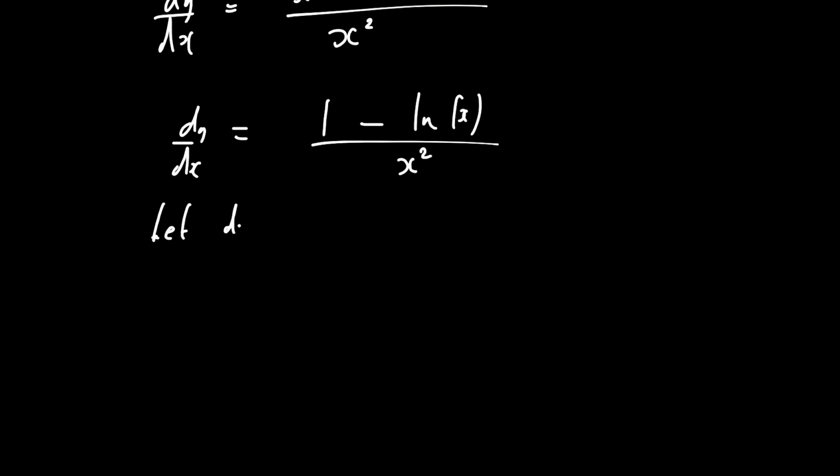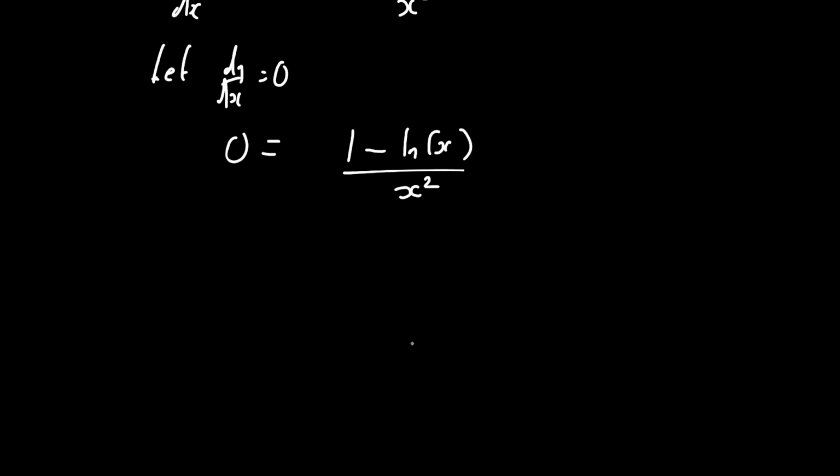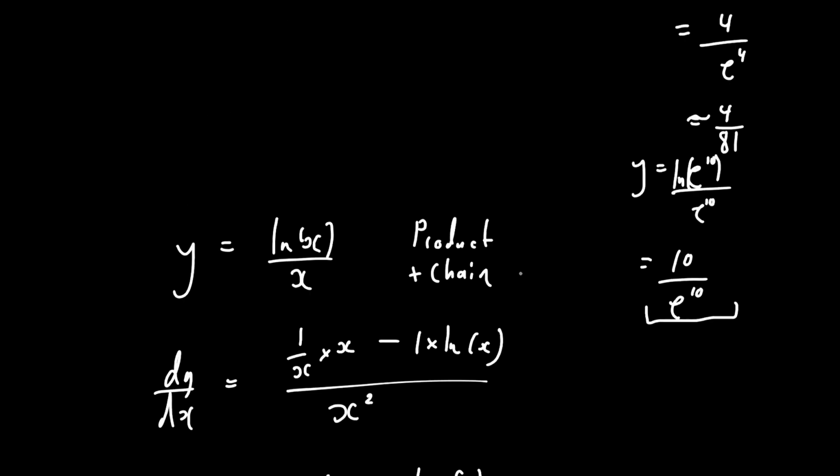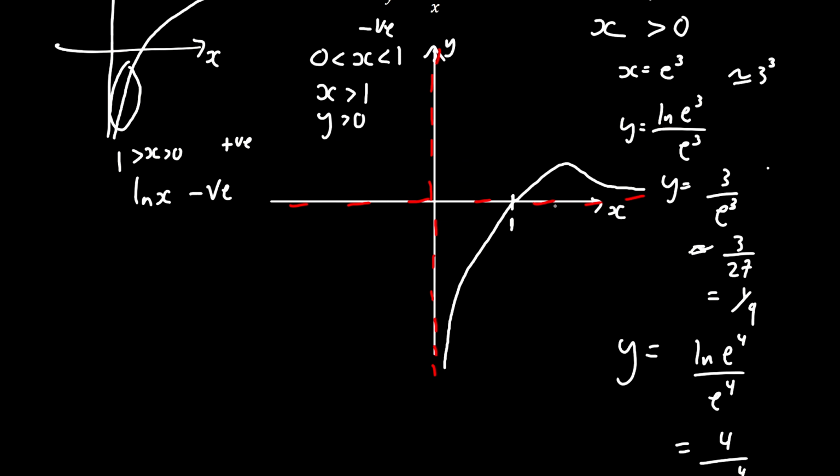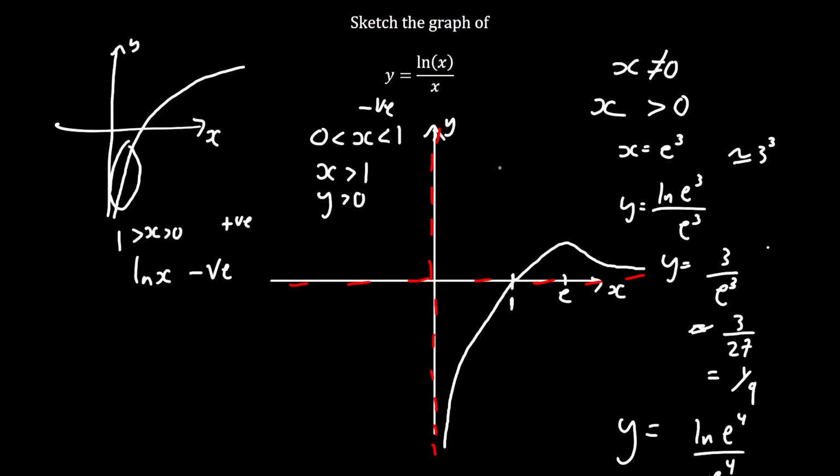So I'll just say let dy by dx equal 0, and then this would be 0 equals 1 minus natural log of x over x squared. Now we already said x can't be 0, so we're just going to get rid of this and say 1 equals natural log of x. So x equals e, and that's where our maximum is going to lie, at x equals e. Now, if the maximum is at x equals e, then it must be at 1 over e in y, because if we substitute e into the natural log of x over x, we get natural log of e over e, and that'll be 1 over e.